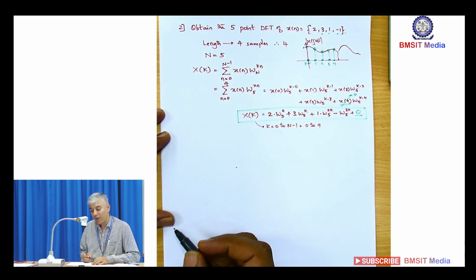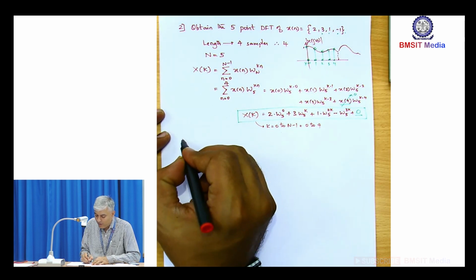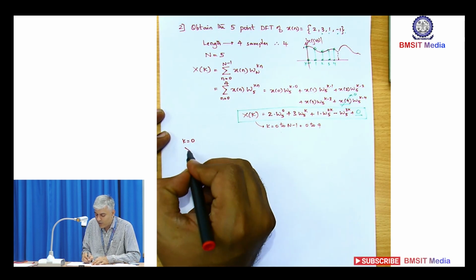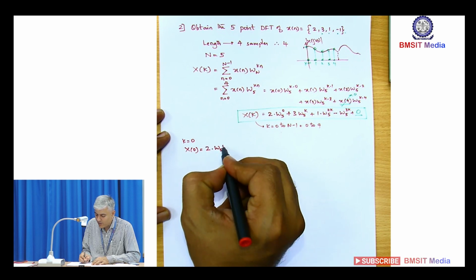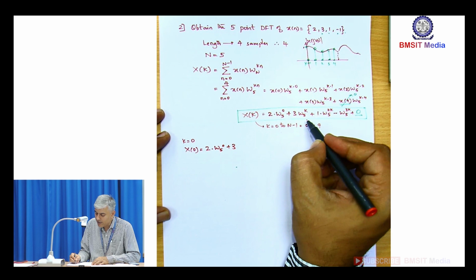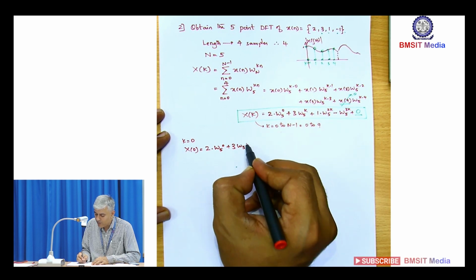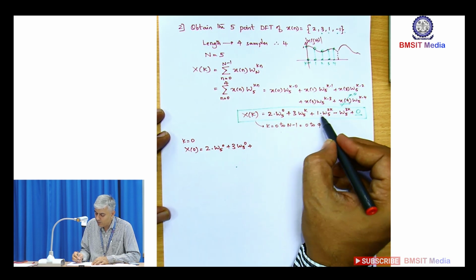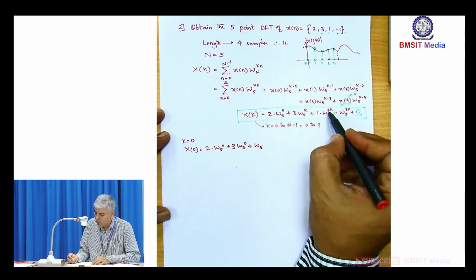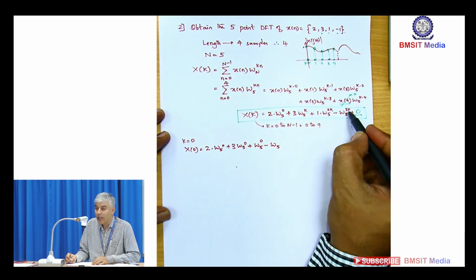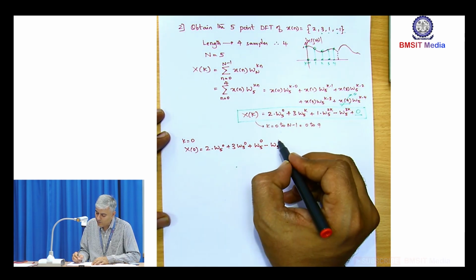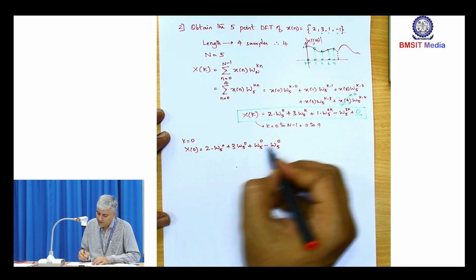So what we need to do now is evaluate each of these expressions. For example, for k equal to 0, X of 0 is 2 into W_5 raised to 0, plus 3 into W_5 raised to 0, plus 1 into W_5 raised to 2k, where 2k is 2 into 0, and W_5 raised to 3 into 0, which is again 0. So these are the values.